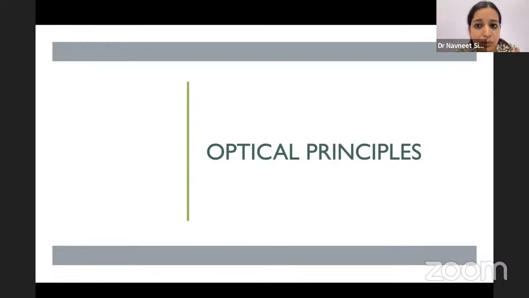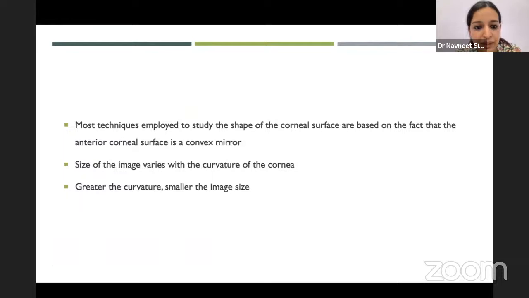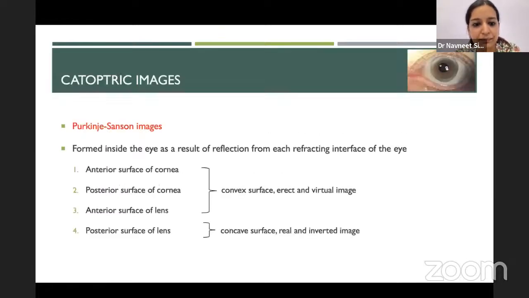Now coming on to the usage of these optics and their terminologies in the optical principles. Most techniques employed to study the shape of the corneal surface are based on the fact that the anterior corneal surface, by a rule, is a convex mirror. So size of the image varies with the curvature of the cornea. Greater the curvature of the cornea, smaller will be the image size. Now, first of all, we need to understand what are catoptric images. These are also called Purkinje-Sanson images.